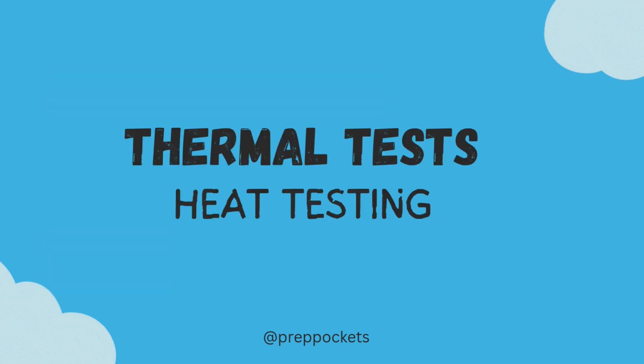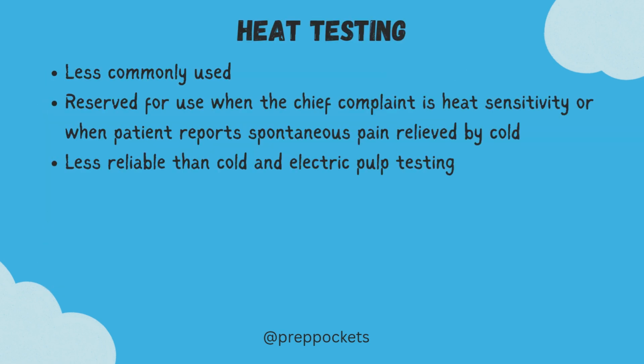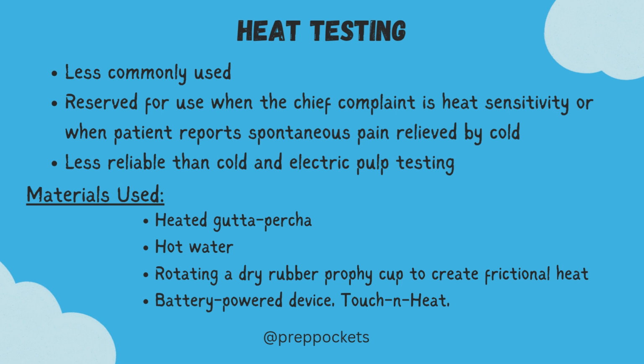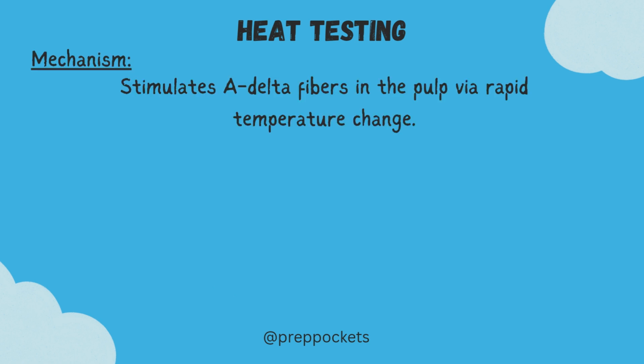Next is heat testing. Heat testing is less commonly used as it is less reliable than cold testing. It is done only when a patient complains of spontaneous pain, relieved by cold. We commonly use materials like heated gutta percha, hot water, a rotating dry rubber prophy cup to create frictional heat, and a battery-powered device, Touch and Heat. It works on the same mechanism as cold testing, that is by stimulating A delta nerve fibers, which are myelinated and located in the periphery of the pulp.